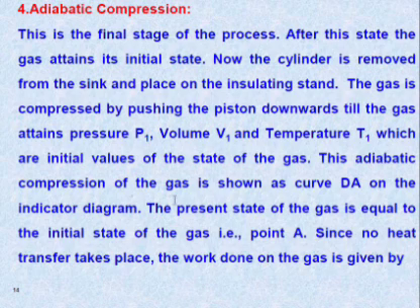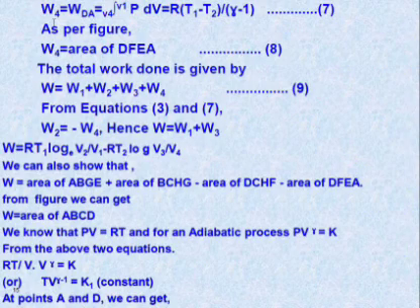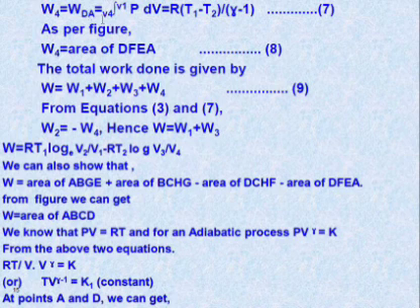This adiabatic compression of the gas is shown as curve DA on the indicator diagram. The present state of the gas is equal to the initial state of the gas, that is point A. Since no heat transfer takes place, the work done on the gas is given by W4 equal to WDA, that equal to integral from V4 to V1 of P dV, that equal to R into (T1 minus T2) by (gamma minus 1). It is equation number 7.